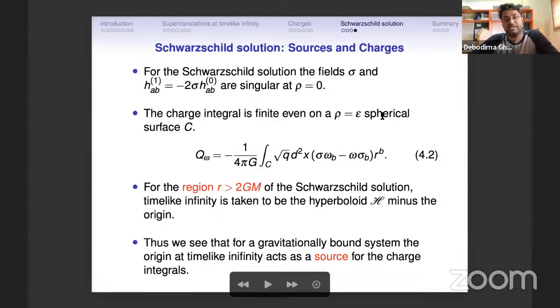However, the charge integral is finite even on a rho equals epsilon spherical surface, which is defined as q omega, equal to the integration over the spherical cross section C, which encloses the sources. And for the region r greater than twice GM of the Schwarzschild solution, timelike infinity is taken to be the hyperboloid minus the origin. Thus, we see that for a gravitationally bound system, the origin at timelike infinity acts as a source for the charge integrals.